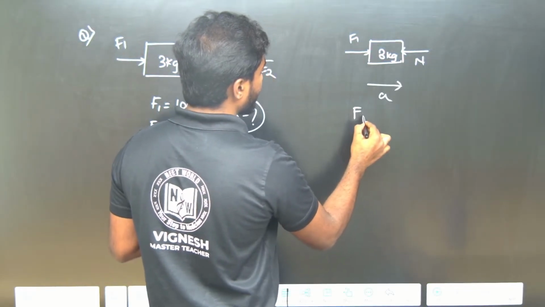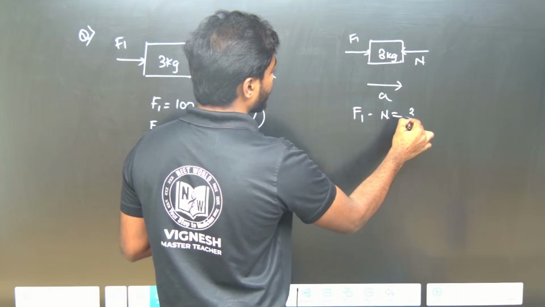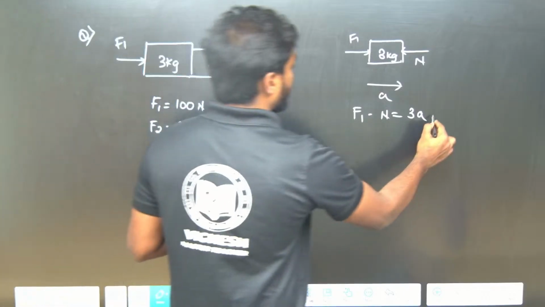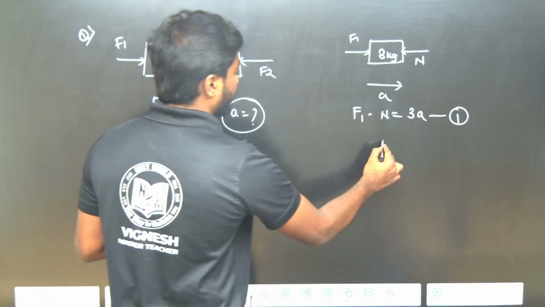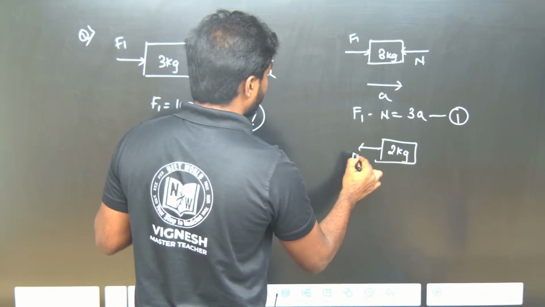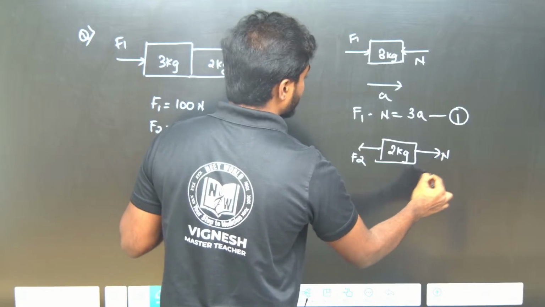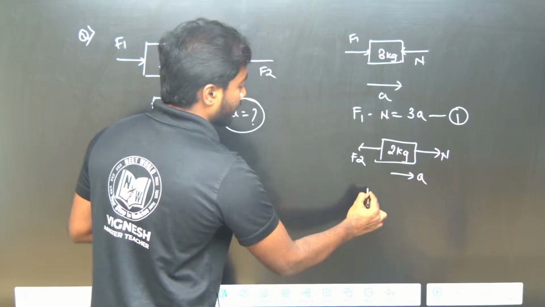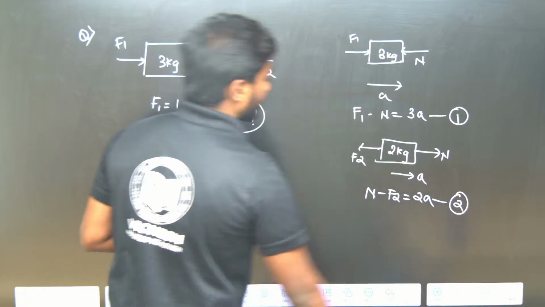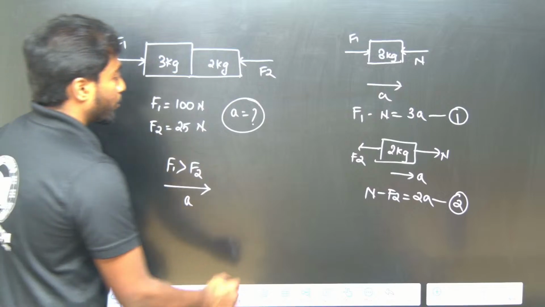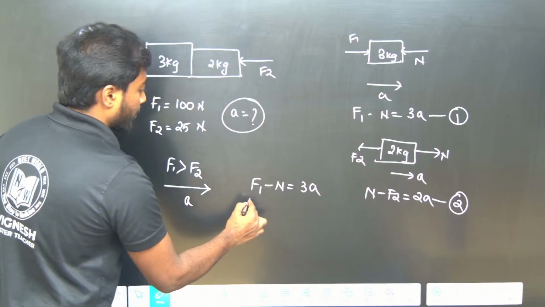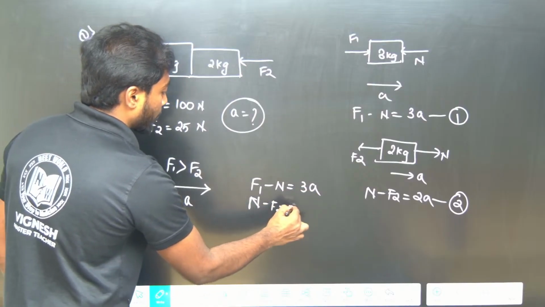So the equation will be F1 minus N equals 3a. This is my equation 1. When I talk about the free body diagram of the 2 kg block, F2 is in this direction and N will be in this direction. This is my acceleration, so N minus F2 equals 2a. Two equations I got: F1 minus N equals 3a, and N minus F2 equals 2a.